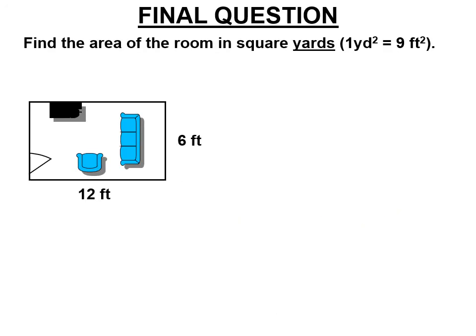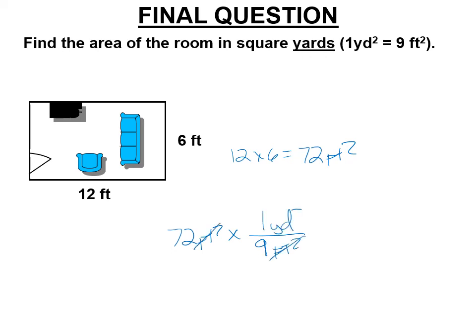All right, so in square feet, it's 12 times 6, 72 square feet. 72 square feet, and it's 9 square feet for every 1 square yard. 72 square feet is 8 square yards.